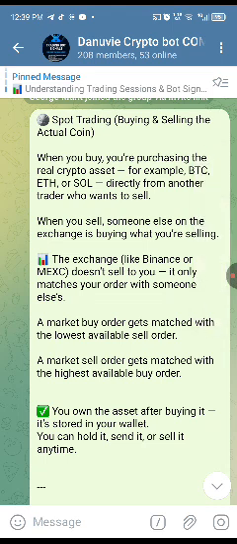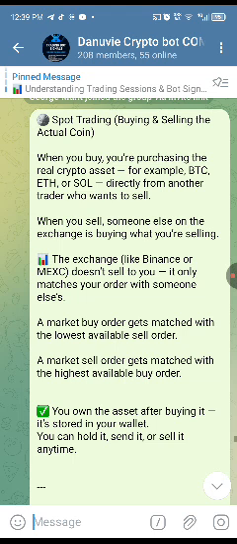So when you buy, you are purchasing the real crypto asset, for example, BTC, ETH, or Solana, directly from another trader who wants to sell. So when you come to a cryptocurrency exchange and you want to buy the original asset, the actual coin, that is, you are buying it on the spot market.